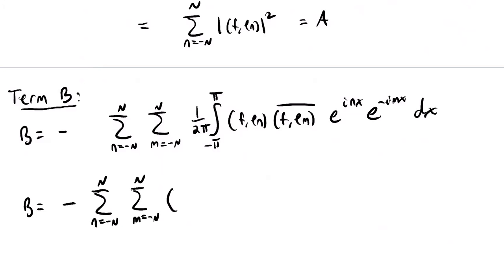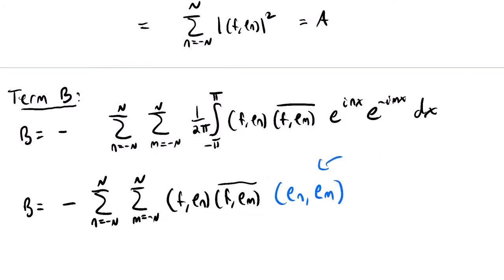I can factor out the two Fourier coefficients because they don't depend on x. They're just some constants, possibly complex numbers. And then I have 1 over 2 pi times the integral of e to the inx times e to the minus imx, which is just the inner product of these two things. So I'm left with en comma em. This is what B simplifies to, but notice that this is 0 unless n is equal to m, and it's 1 if n is equal to m.